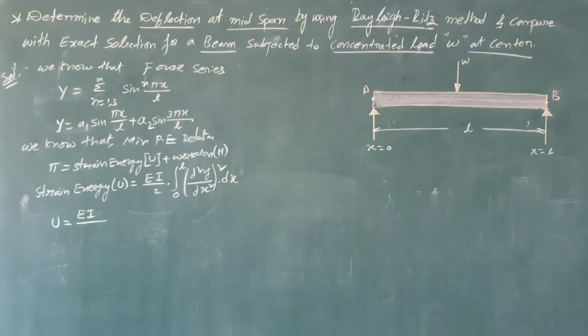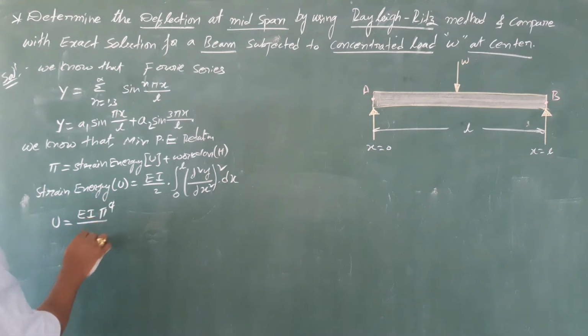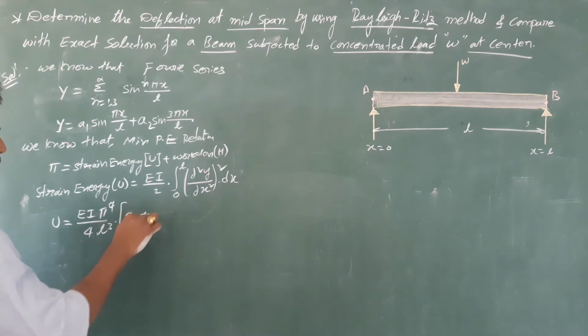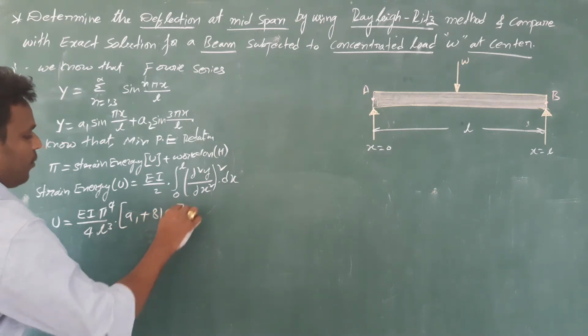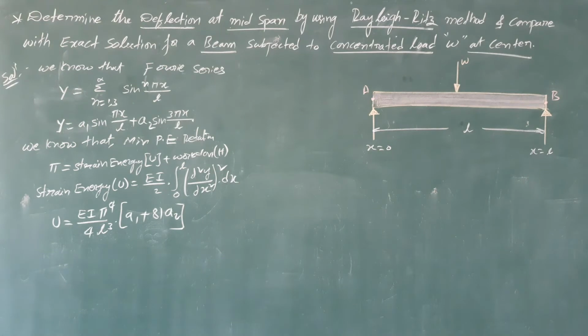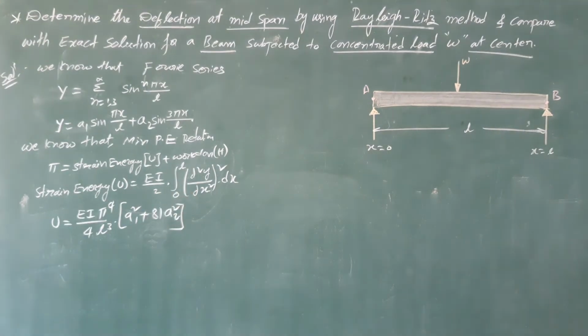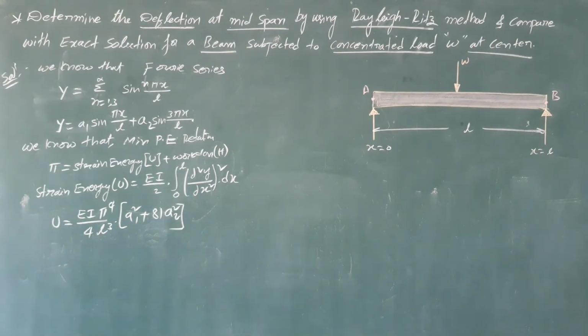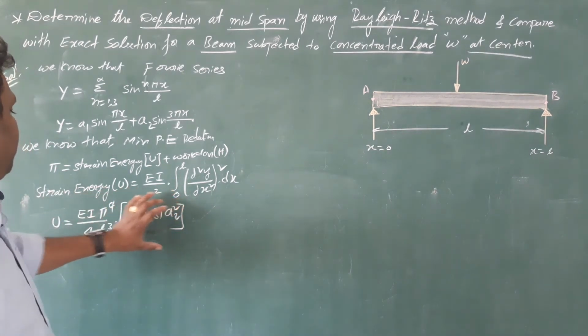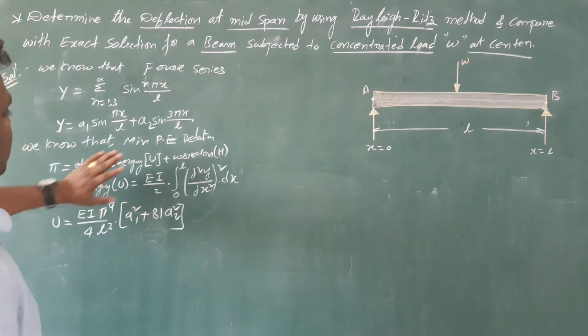There is a complete EI π^4 by 4L³ into (A1² + A1 A2²), I think. So wait, 4L³ (A1² + A2²). Okay, this is the strain energy only. This is our strain energy.